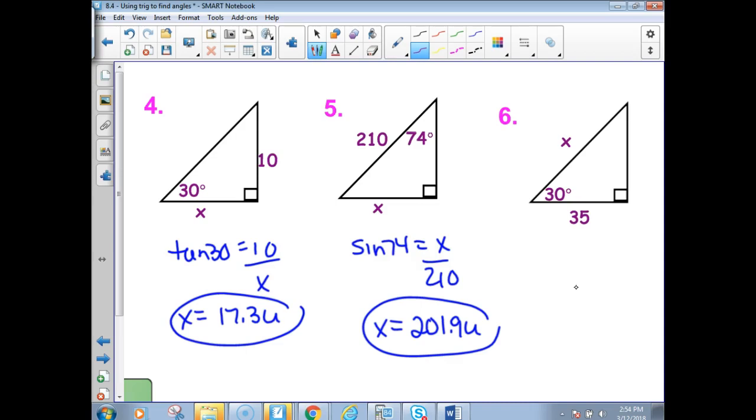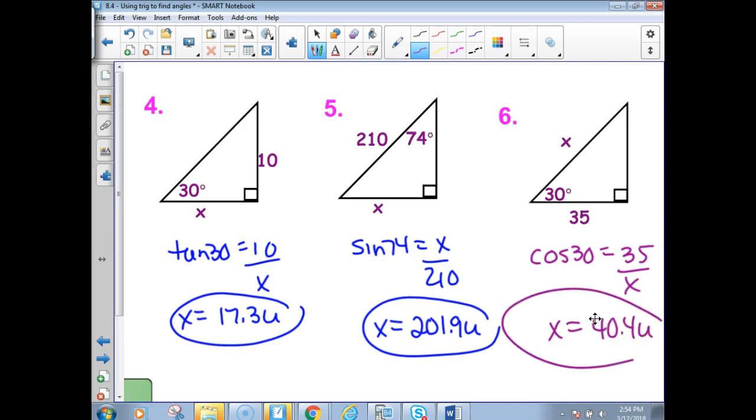And what trigonometric function did you use? Isn't that a big word? Trigonometric sounds kind of neat. Robert, what do you got for 6? Okay. And so what would you type on your calculator and then tell me what you got? Yes. 40.4 units. Okay. Anybody disagree or need help with that one?